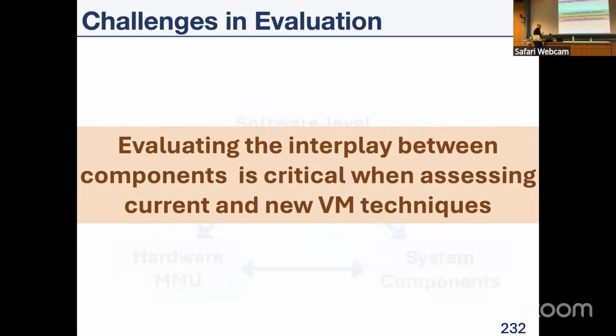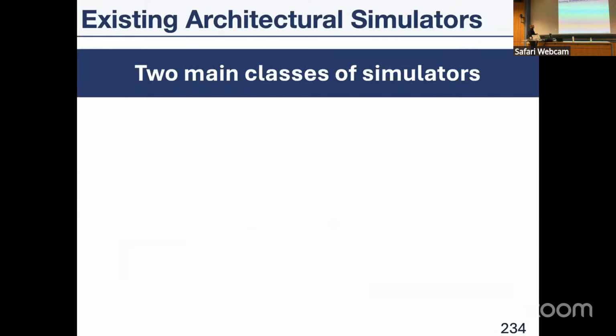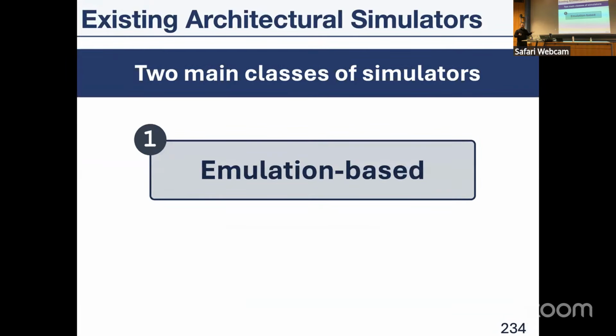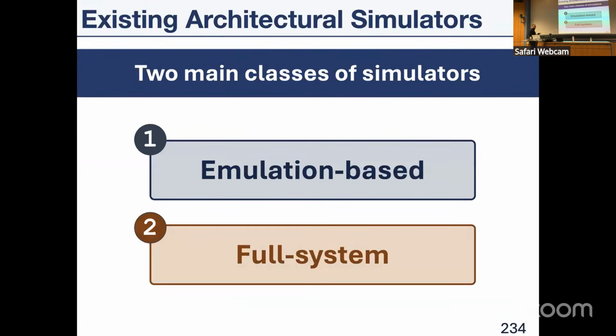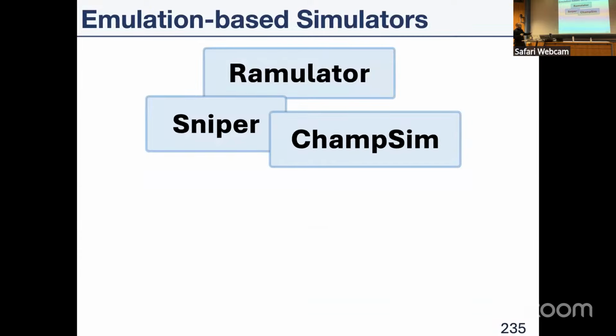So if we want to evaluate this interplay between components, that's very critical, because we want to assess current and new virtual memory techniques. I come up with a new virtual memory technique, and I need to assess all these nuances of the interplay between different components. So researchers have architectural simulators at their disposal. We have two main classes of simulators, simulation-based and full system-based. You have seen some of these in the simulation lecture: Sniper, Ramulator, ChampSim, Ramulator 2.0.